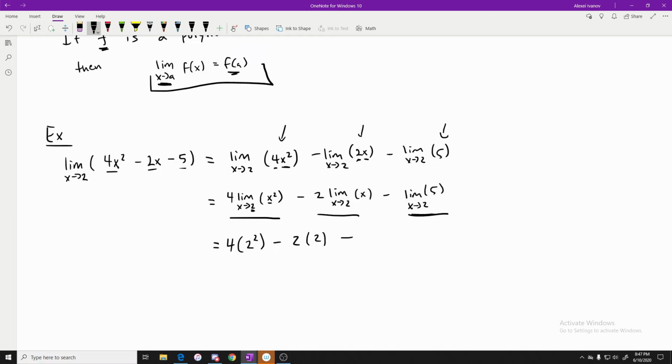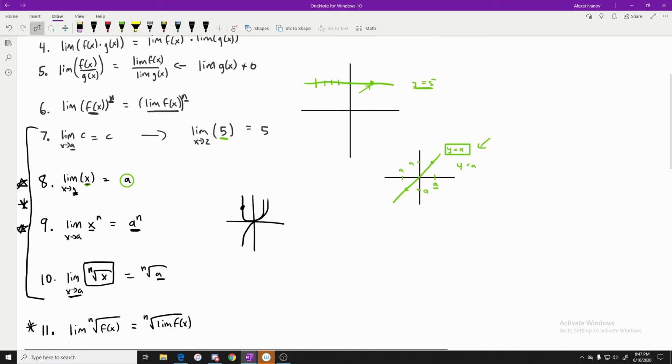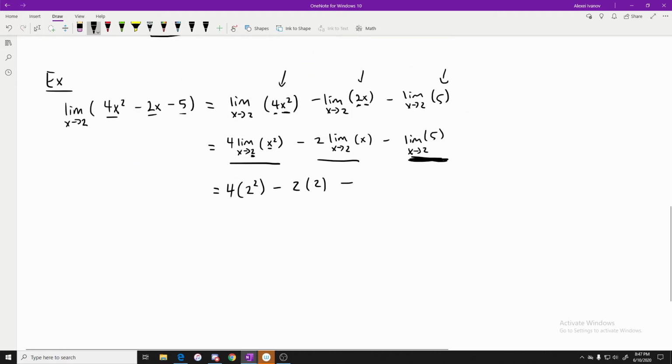And lastly, we have this right here, which is the limit of a constant. And if we go back up, law number 7 deals with it right here. It just says that the limit of a constant, regardless of what a it approaches, is still going to be equal to that constant. So now this limit right here will just be equal to this constant. So let's evaluate that now.